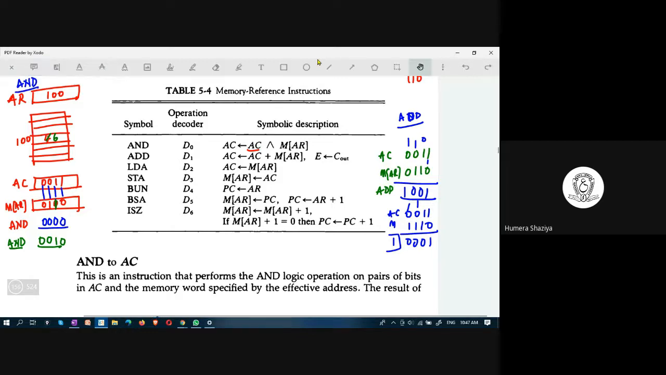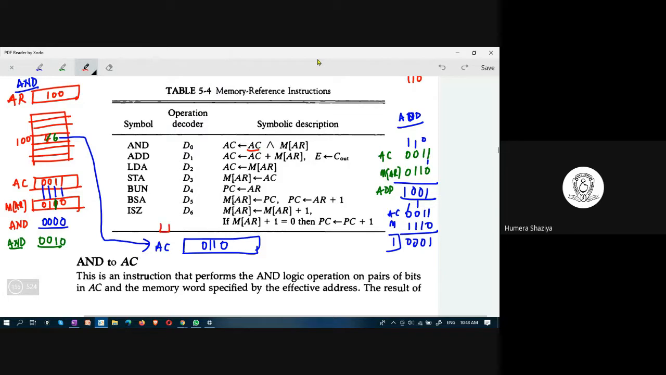Now, LDA. LDA means loading a memory word into the accumulator. Consider again the same: AR has 100 and the 100th location has the value 6. AC is empty. So what do you do in AC now? You bring this into AC. This is loading. Now AC would get 0, 1, 1, 0. This is LDA.